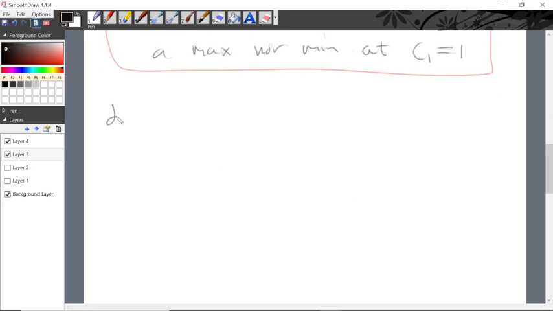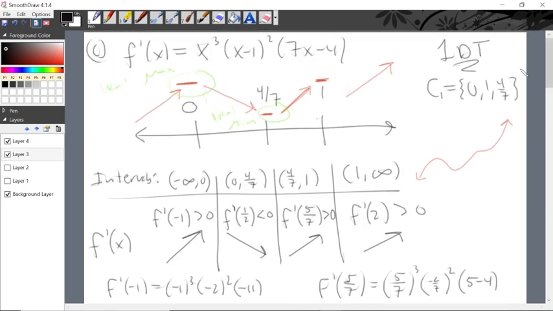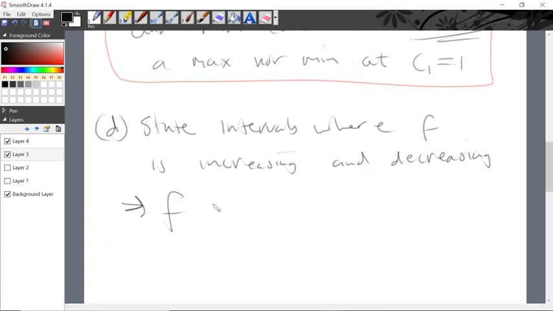Okay, let's go on to another step, step D. Okay, since we've done all this work, state the intervals where f is increasing and the intervals where f is decreasing. Okay. So using the first derivative here, we see the function is increasing from negative infinity to 0, also from 4/7 to 1 on that open interval, also on the open interval from 1 to infinity. Okay. F is increasing on those three intervals.